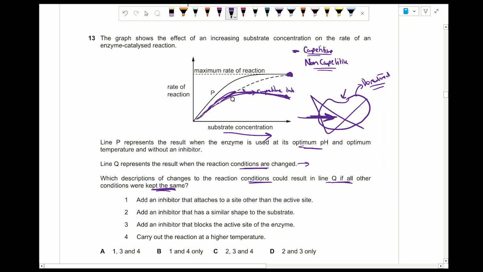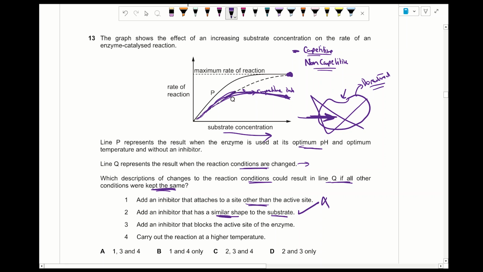For one, add an inhibitor that attaches to a site other than the active site. So here we're talking about a non-competitive inhibitor, and this is totally incorrect, and we've just mentioned why. Two, add an inhibitor that has similar shape to the substrate. Here we're talking about a competitive inhibitor which binds to the active site. Therefore, it has a similar shape to the substrate. Therefore, this is correct.